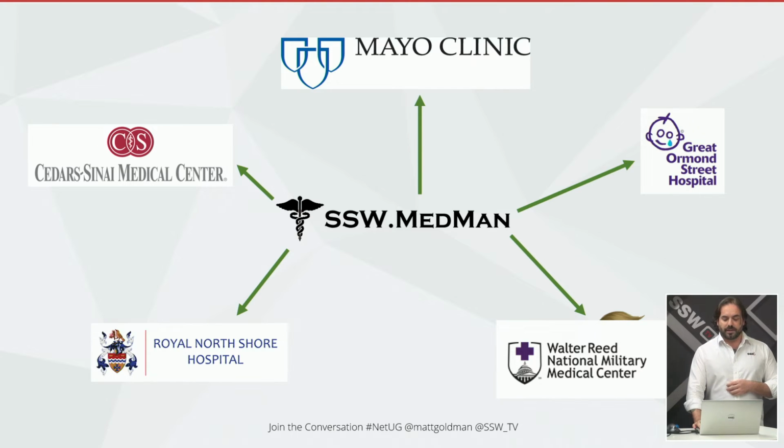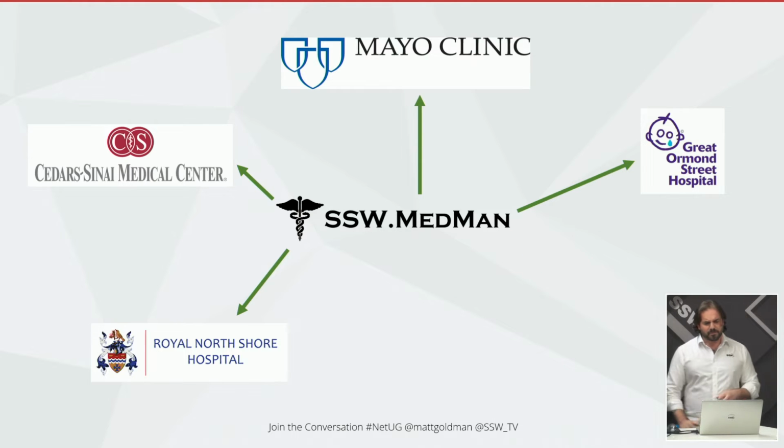Walter Reed Medical Centre, I'm going to have a word with the marketing folks about that one, because that's actually supposed to be confidential. So we'll take that one off there. But let's look at these other examples: Royal North Shore, Cedars-Sinai, Mayo Clinic, Great Ormond Street Hospital. Okay, so we've got all these different users. They're all going to be running it different ways.